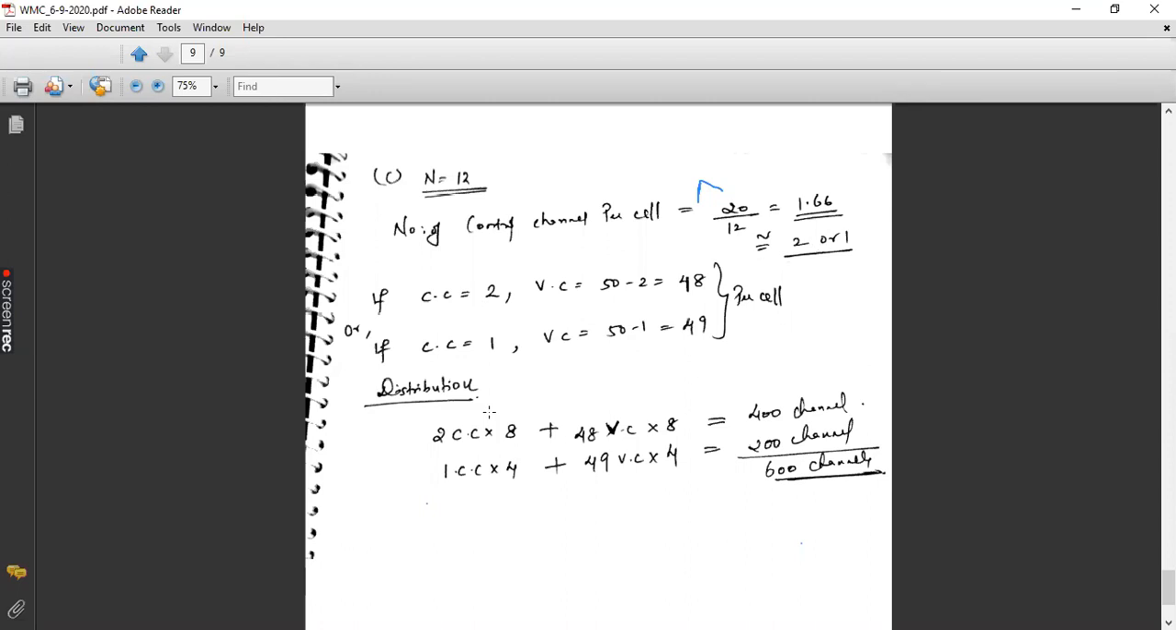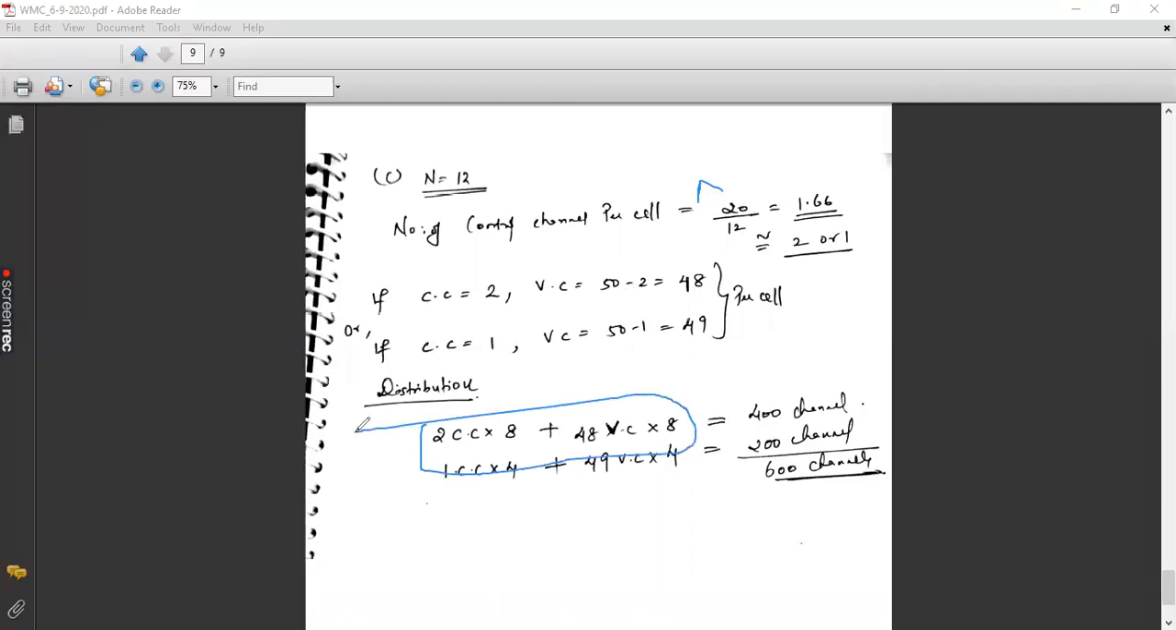Now we are going to distribute this. How many cells do we have? We have 12 cells in this cluster. So what I will do is allocate two control channels for 8 cells, and if you are allocating 2, the voice channel number is obviously 48, isn't it? So 2 control channels are given for 8 cells, and for these 8 cells we assign 48 voice channels, so that the entire combination will be 400 channels. This is the case for the first 8 cells.